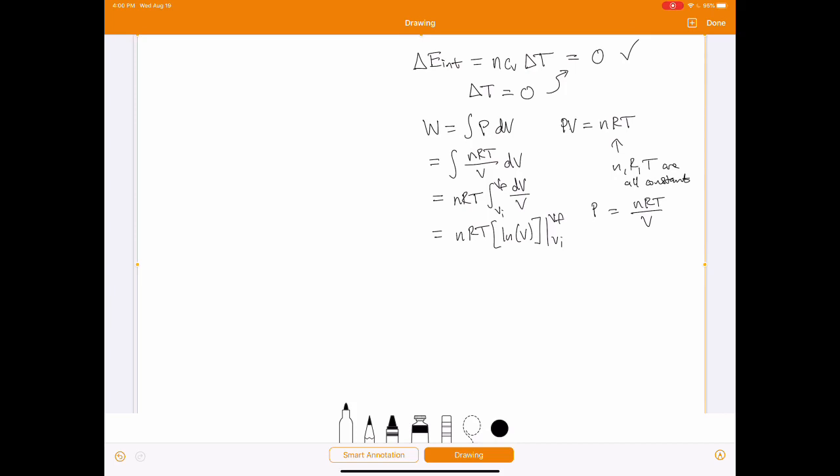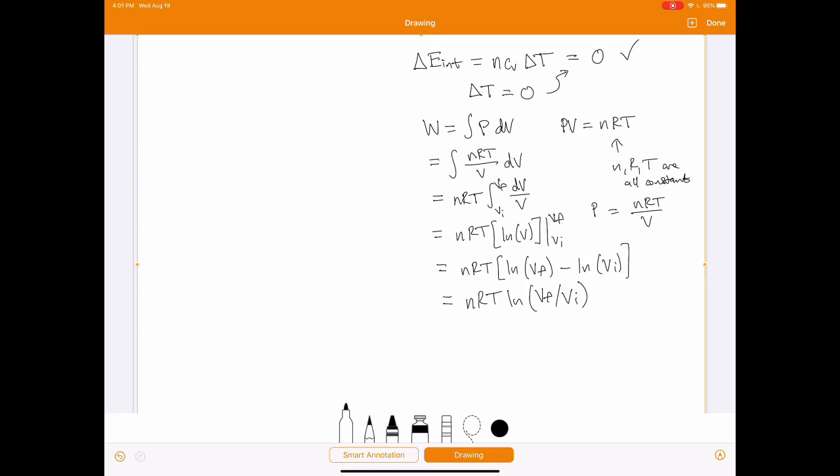By the way, in thermodynamics, this natural log popping out of an integral just happens a lot, so you'll see it definitely more than once. So we have nRT. When we plug in the top limit, we have natural log of V final. We subtract the bottom limit, which is natural log V initial. One property of natural logs that you should get used to is that if we're subtracting one natural log from another, we can combine that into a single natural log by division. So this is the same as natural log V final over V initial.